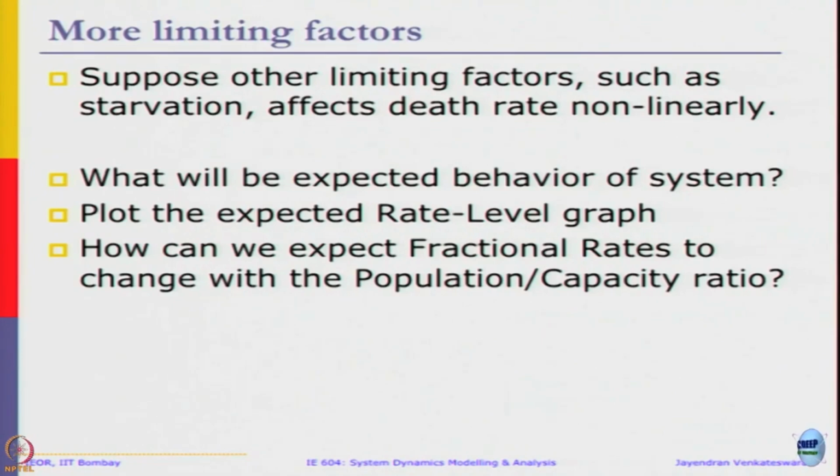Suppose other limiting factors such as starvation affect death rate non-linearly. Birth rate we affected, let us assume it also affects death rate. What will be the expected behavior of the system? Plot the expected rate-level graph. How can we expect fractional rate to change with population capacity ratio? So suppose death rate is also changing non-linearly, what will happen? That is the question.